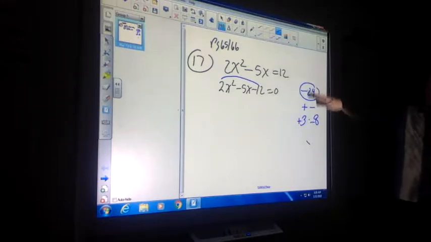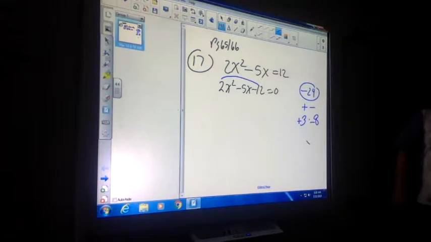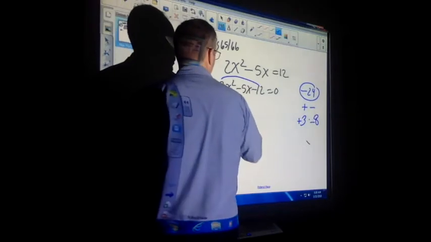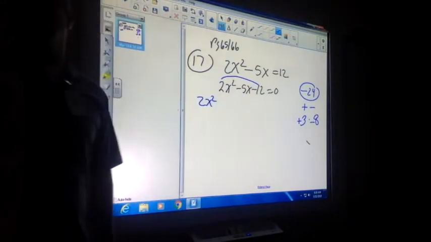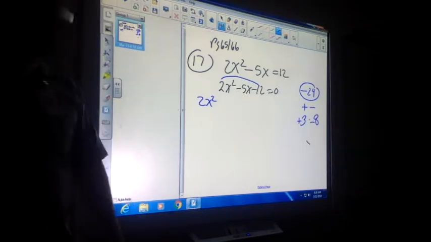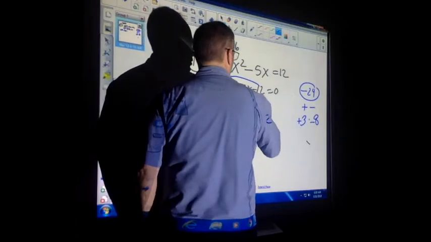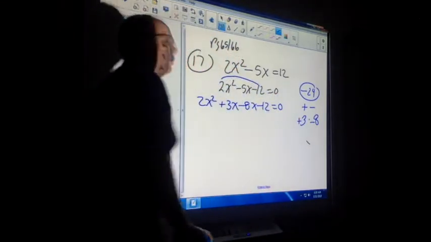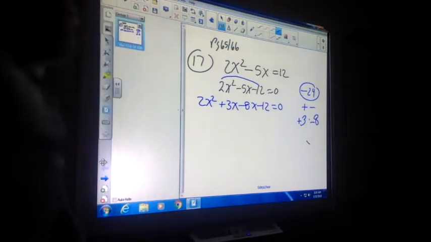Everyone feel good so far about what we're doing? So this is like our little toolbox area, right? This has really nothing to do with the problem. We're just utilizing a little space to figure out what to do. So then I get 2x squared. Can I go plus 3x or do I have to go minus 8x first? Does it matter? It does not matter. However you do it, plus 3x minus 8x minus 12. And it's still equal to 0, because we're solving it, right? We're trying to figure out what makes this whole thing 0.